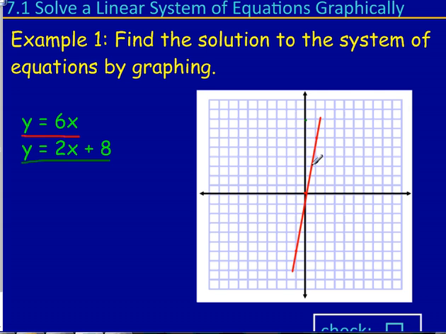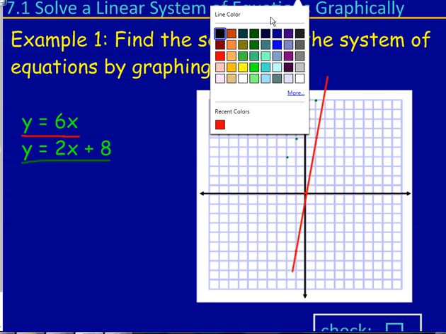Okay. And then my slope is 2, so I'm going to rise 2, run 1. I'm going to go down 2 over 1, down 2 over 1. Okay. Going to extend this line a little bit. And then I'm going to draw another line for my second one. I'm going to do it in green.